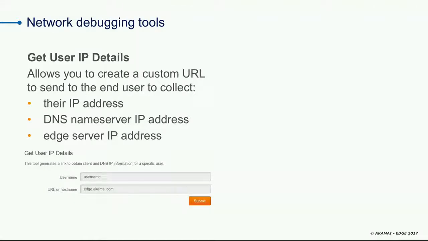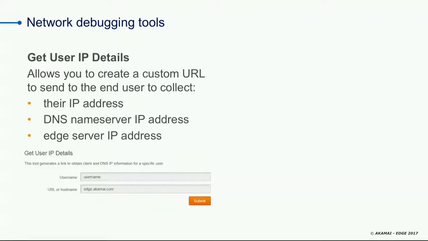This is the get user IP details tool. Say your customer or your end user is facing an issue with an Akamai URL or a host name, and you don't know what's happening, and you want to capture your end user's IP details: the client IP details, the DNS server IP details, and it can be the Akamai edge server to which they are trying to connect. To get this kind of information, what we need to do is enter the username of the end user and enter the URL where they are trying to access and it's giving the problems.